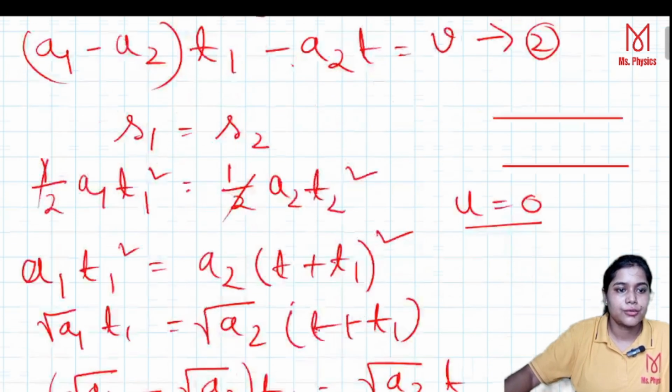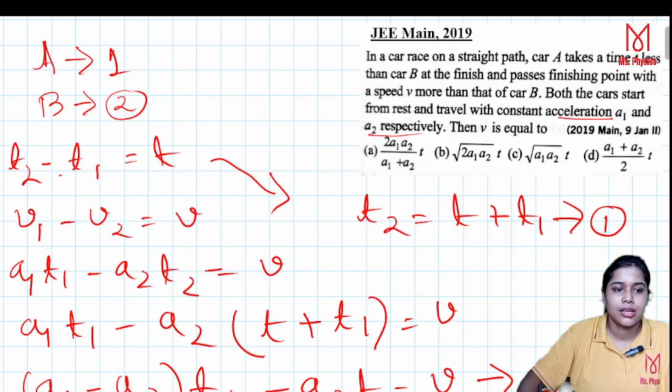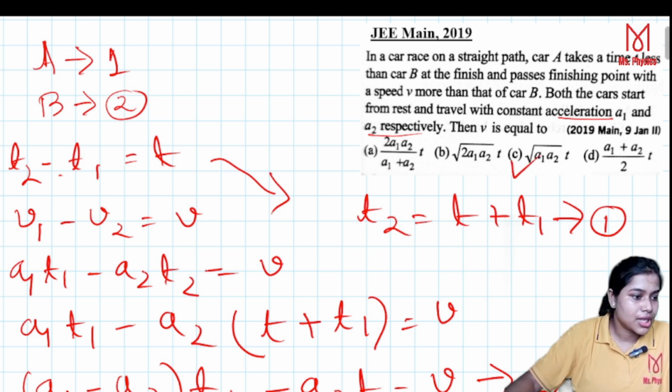Now you go to the options. Here option C is correct. Okay, let's go to the next numerical.